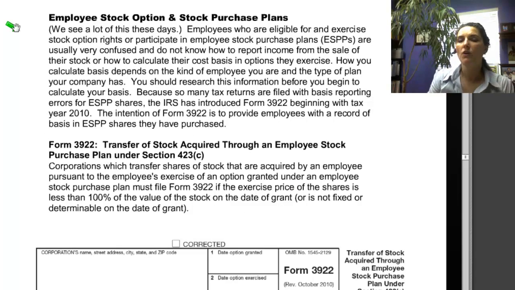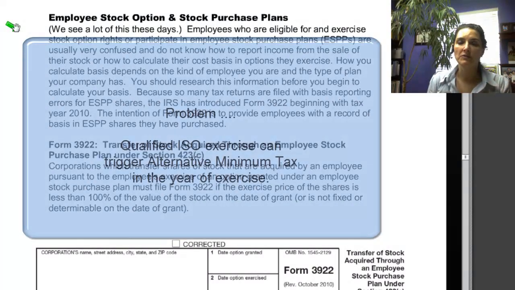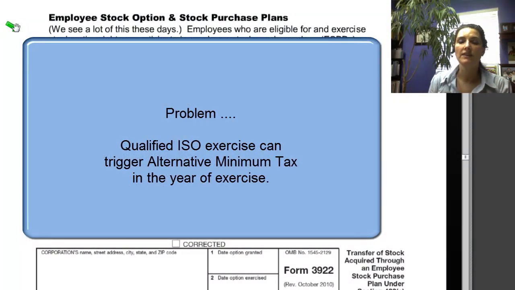Now, stock options, qualified stock options, were a very popular benefit given to employees in the 90s. But they've dropped out of favor, and the reason for that is that if you exercise a statutory stock option and you don't sell it, in the year of exercise you may be subjected to the alternative minimum tax. So that's one negative to the incentive stock options that are qualified incentive stock options.